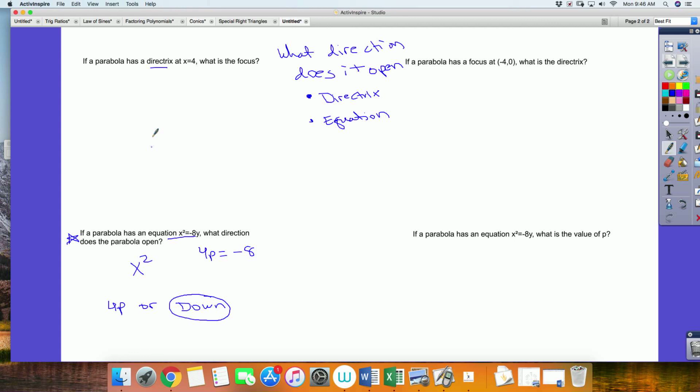So let's look at this one up here. It says if a parabola has a directrix at x equals 4, what is the focus? Well, before I can figure out the focus, I need to know, is it opening up or down, left or right? Because that controls which direction our focus is. So I see that it says the directrix is x equals 4.